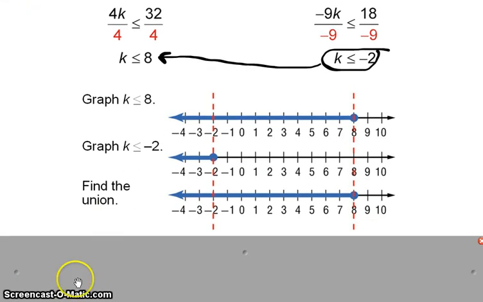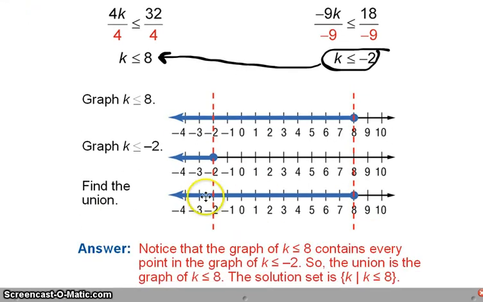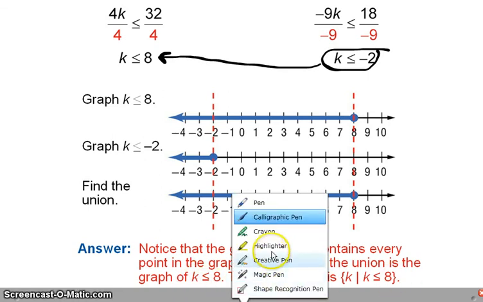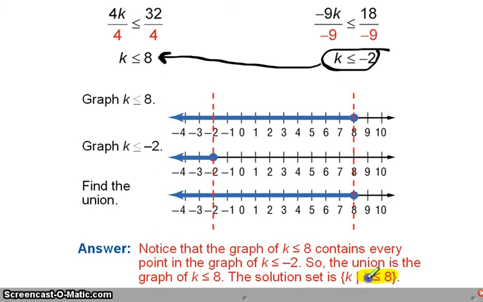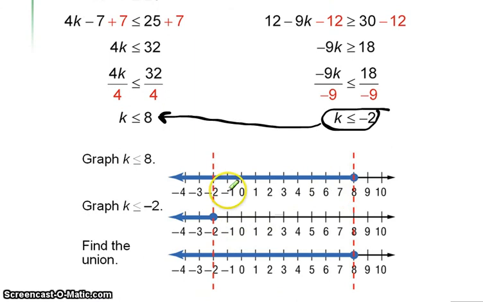You're just going to use this one right here. Your answer says, notice that the graph of k is less than or equal to 8 contains every point in the graph of k is less than or equal to negative 2. So the union of the graph is k is less than 8. So that's actually going to be your solution set right here. It's written in set builder notation, but k is less than 8 because this is already included in that. You don't need to write it again. It's already part of it. So that might happen sometimes. You might have something that actually overlaps, and that's okay.